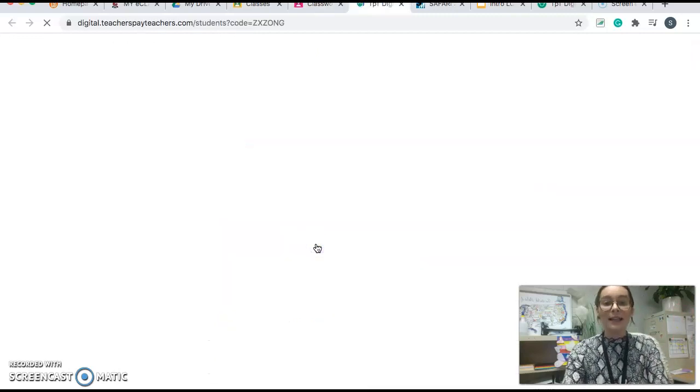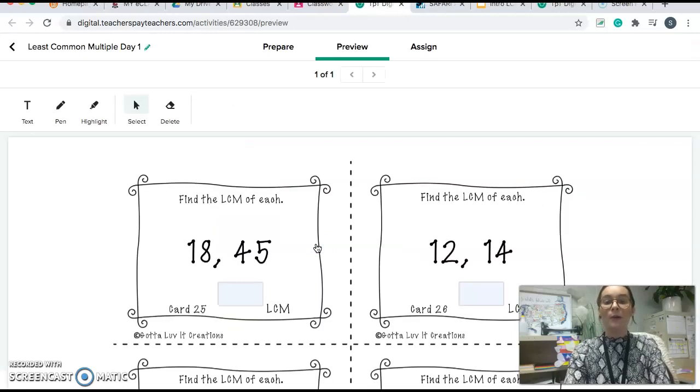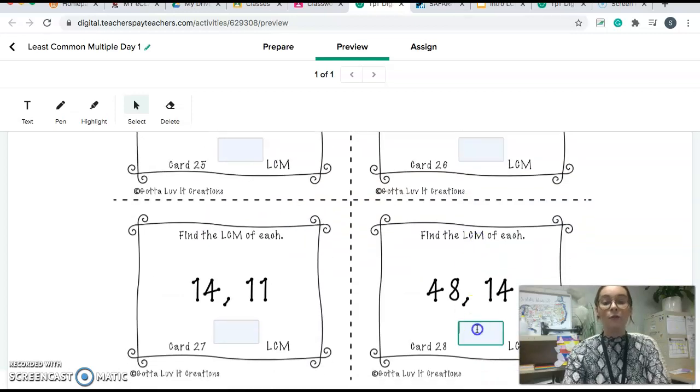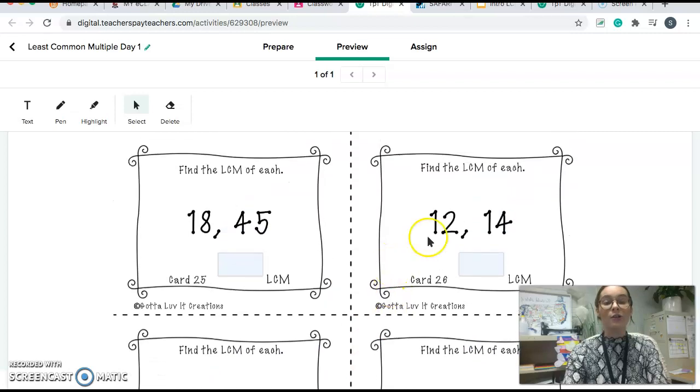You'll simply click this activity and it will bring you here. In order to do this activity, you need a piece of paper and a pencil and possibly a calculator. You may use a calculator for this activity. So you would do 18 times 1, 18 times 2, 18 times 3. You would go all the way down the list and you do the same thing for 45 and then find which number is the same and put it right here. You have 4 questions to finish, and when you're done you can press the turn in button.